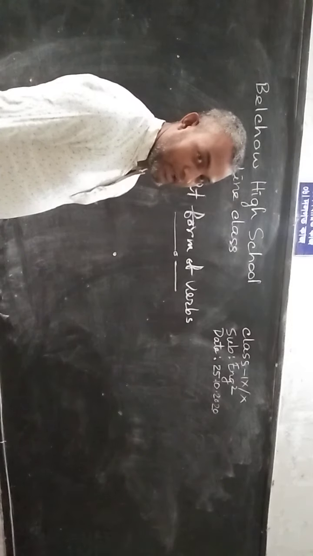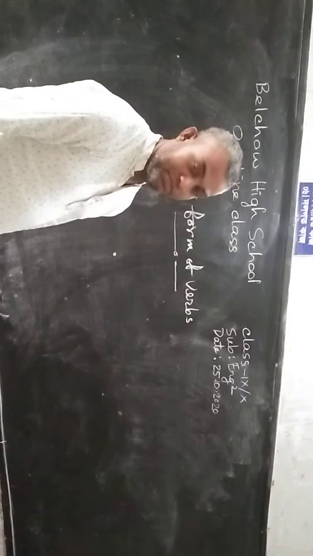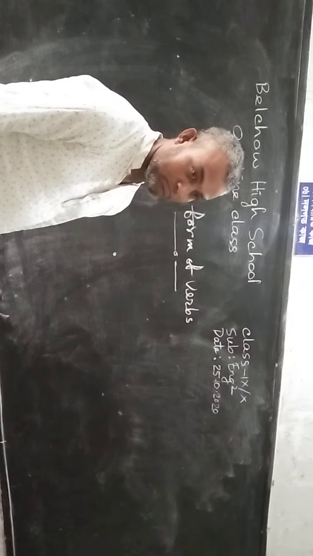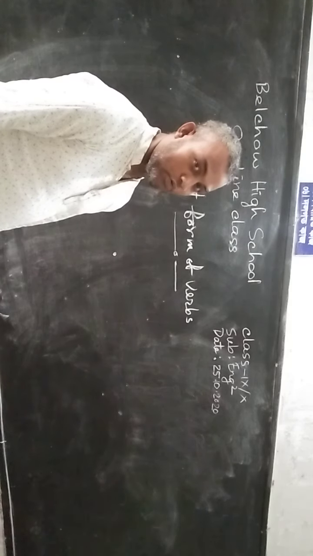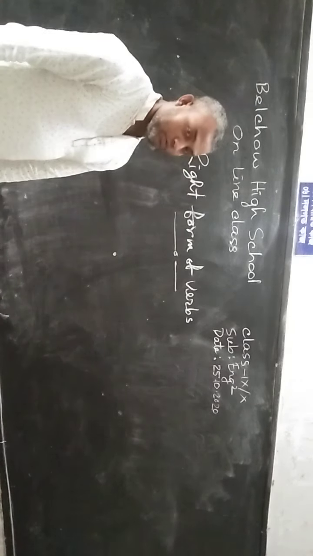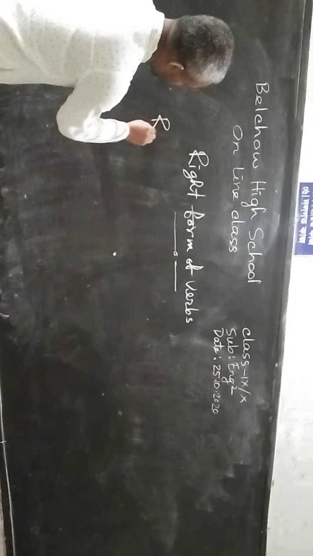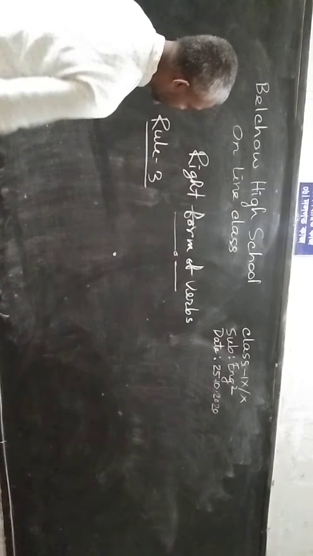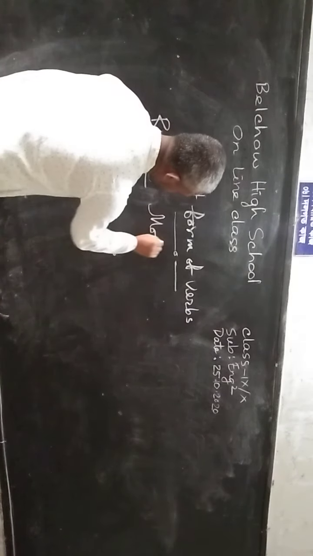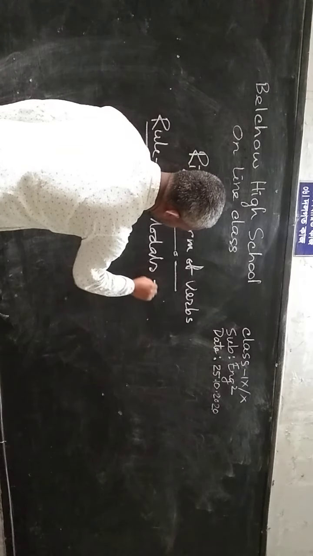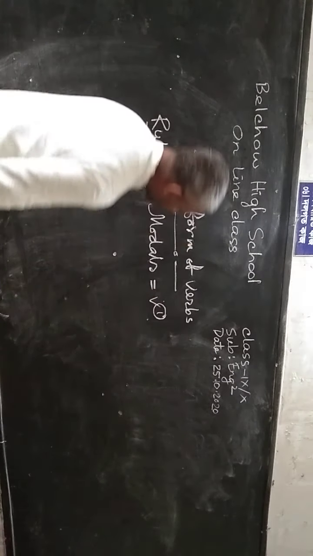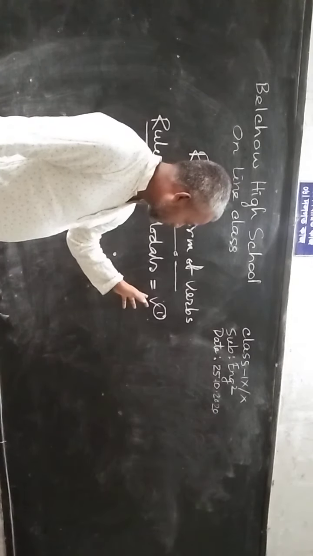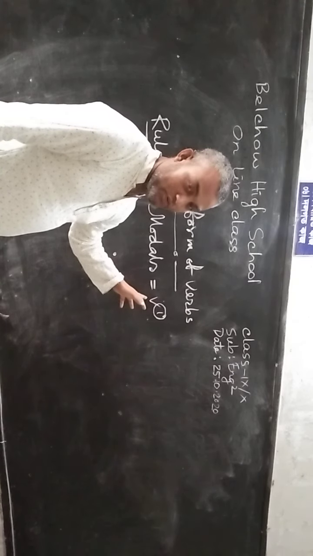In our previous class, I discussed with you some important rules on this topic. Now, I would like to give at least 3 ground rules of right form of verb. Dear students, we know that rule 3: modals. After modals, you can use V1, that means the present form of verb.